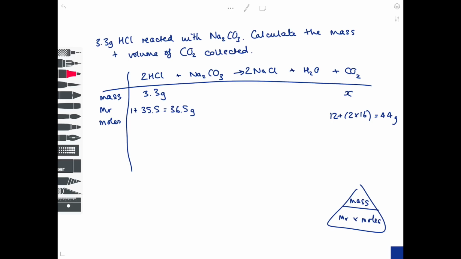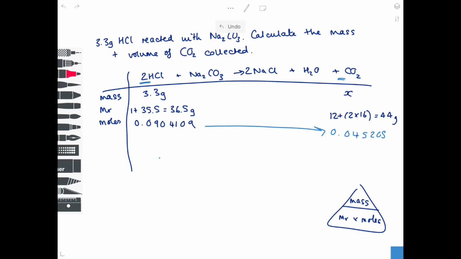Using the formula triangle, we see that moles is mass divided by MR. So we do 3.3 divided by 36.5 to give us 0.09044109. And now remember, what we can do here is carry that number across to be the number of moles of carbon dioxide. Do check the big numbers up here. Now there's 2 lots of hydrochloric acid compared with only 1 lot of carbon dioxide, which is why in order to carry over the moles we have to actually divide 0.09041 by 2. And that becomes 0.045205.